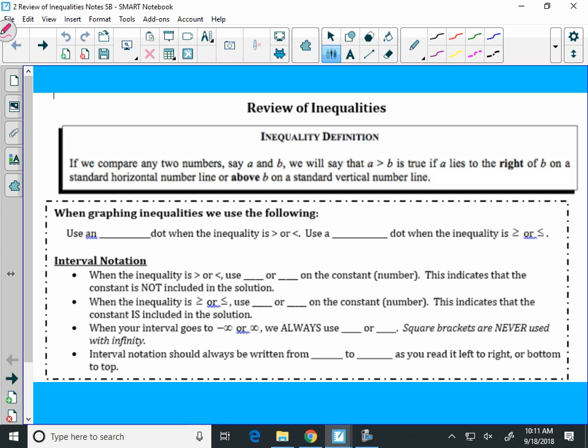Under the definition of inequality, it says when graphing inequalities, we're going to use an open dot when the inequality says greater than or less than. So an open dot looks like this. It's just a little open circle. And then we're going to use a closed dot, which looks like this. It's all filled in when the inequality is greater than or equal to or less than or equal to. So when the lines are underneath, you're going to use a closed dot.